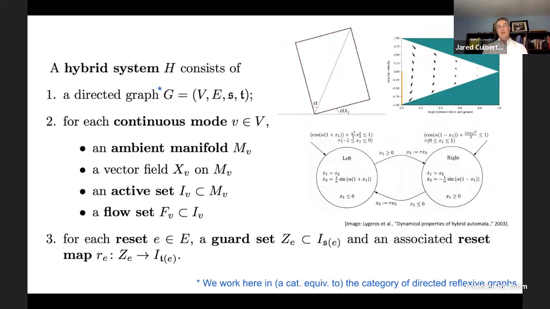And so you really have this two-node system where it's just going back and forth from the left to the right, to the right to the left, and you can track the dynamics in this way. So these sorts of systems are extremely expressive in terms of what types of physical systems they can represent, and have become very important in not just robotics, but in many different sorts of applications. And so these are the objects of our category that we're going to be looking at.